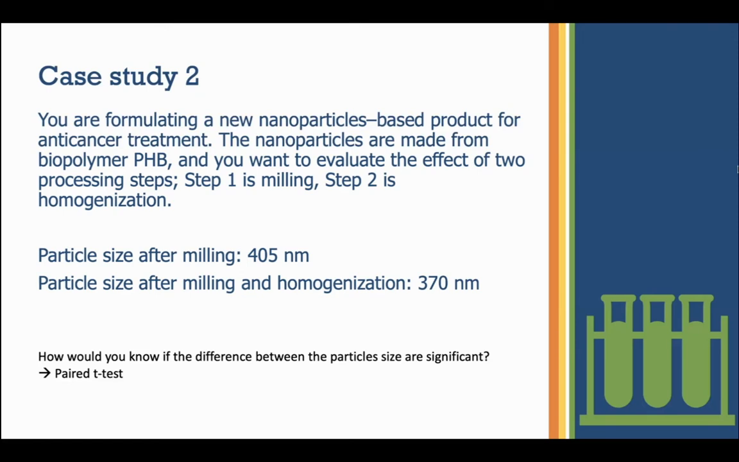You want to know if homogenization is significant, okay, in producing a better particle size. So you noted that the particle size after milling alone is 405 nanometer, but after homogenization and milling, you get a particle size of 370 nanometer. So how would you know if the difference between the particle sizes is significant? So you can use a paired t-test before and after the process. So you want to know here whether the homogenization will produce significantly smaller particles.